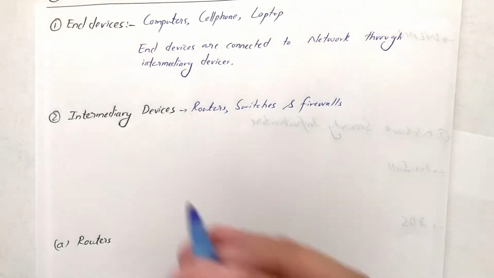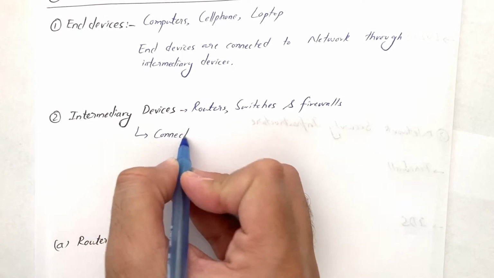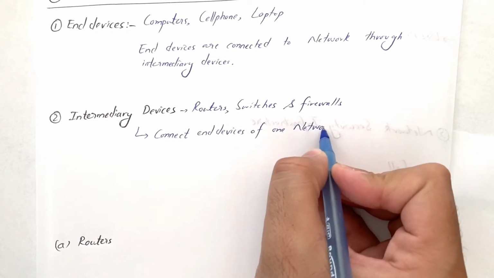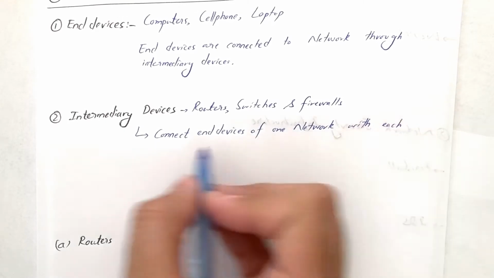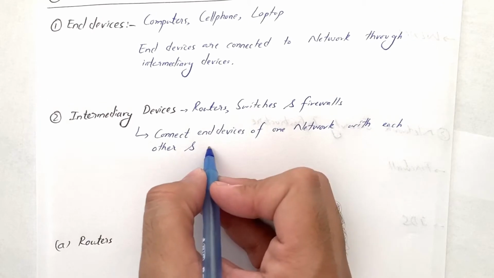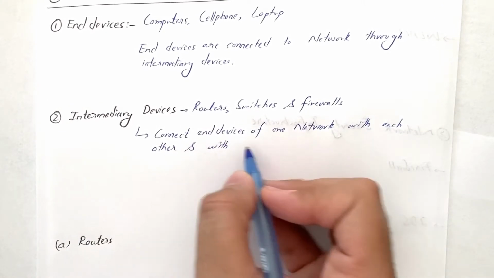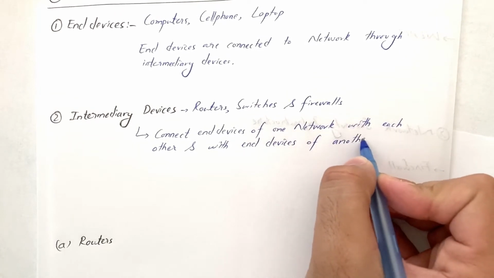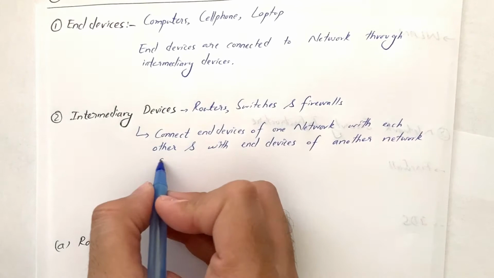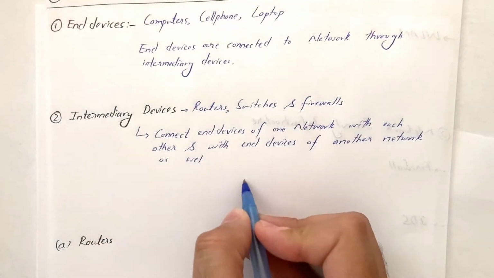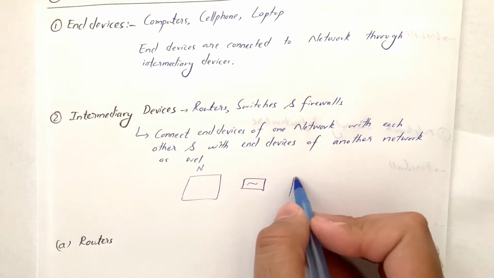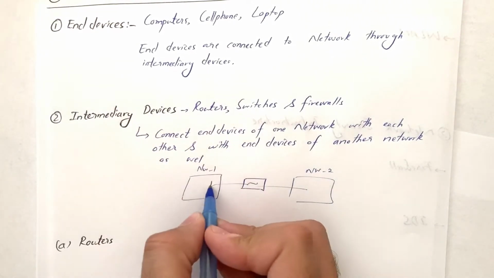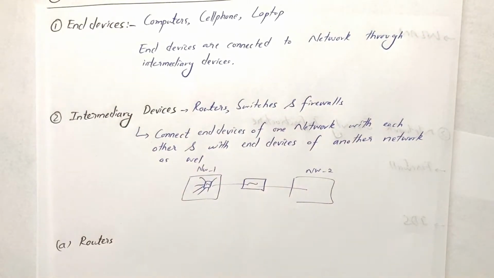And if we want to define intermediary devices: they connect end devices of one network with each other, and with end devices of another network and other networks as well. Like, as you know, what routers do: a router can connect one network with another network. So let's say this is your network number one. Network number one can be connected with another network through the router. Another intermediary device is a switch, which connects the devices within the local area network.